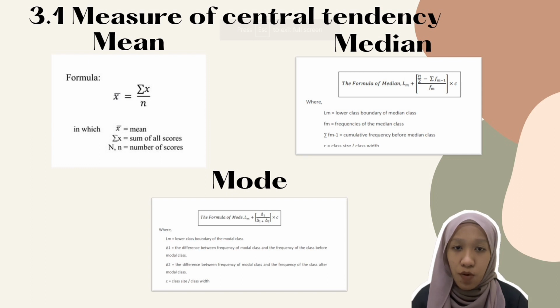Then, the median formula is the lower class boundary of the median class plus, in parentheses, n divided by 2 minus the cumulative frequency before the median class, all divided by the median class frequency, and multiplied by the class size.